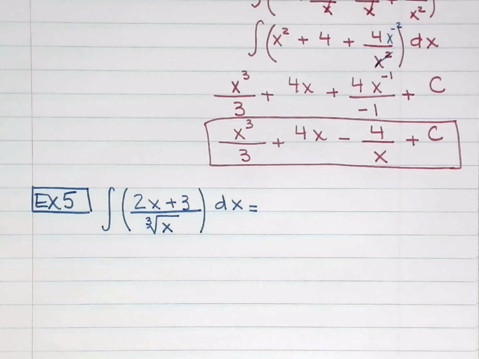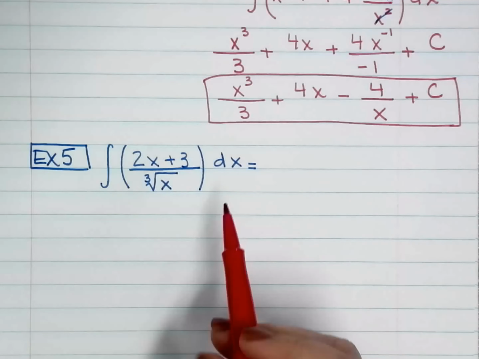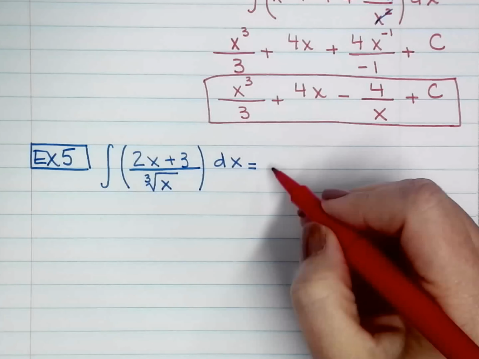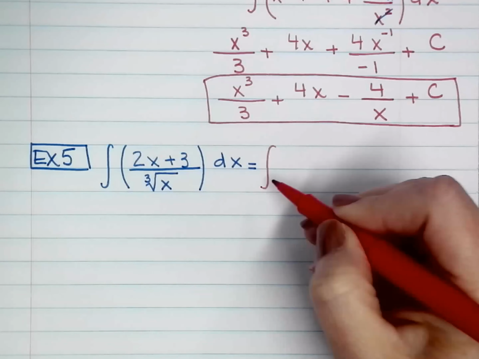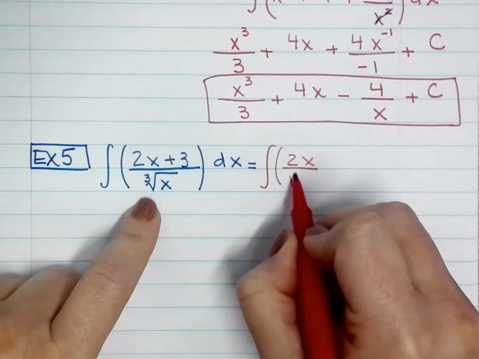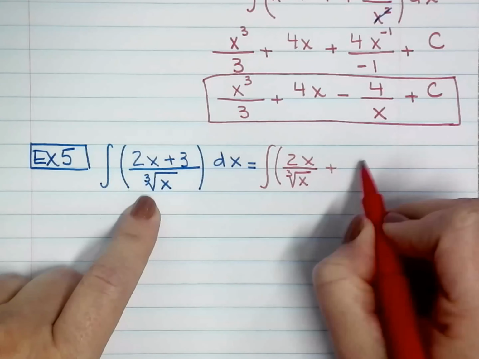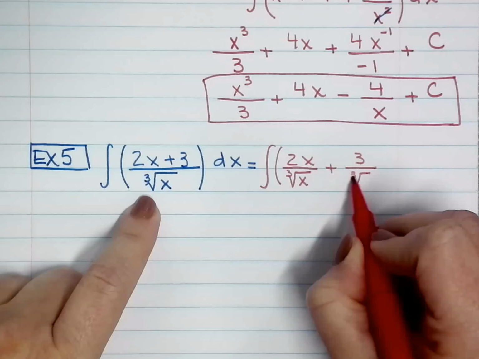Now, number 5, that's the difference between an A and a B student. So before I start solving this, I will rewrite that in terms of the exponents. So just rewriting this, I will find the integral of, I'm going to split that up, 2x over cube root of x, and then 3 over cube root of x.